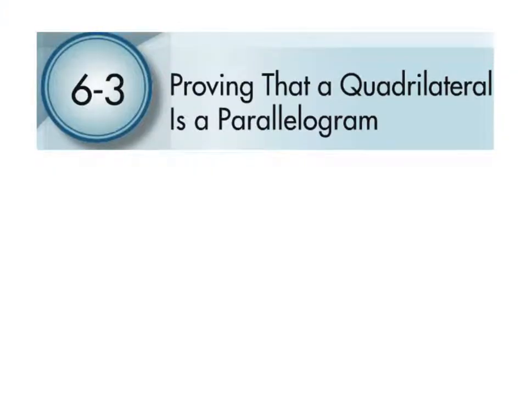Today is a continuation of what we did in 6.2, where we were learning all these properties of parallelograms. Now what we're going to do is turn those properties into methods to prove a quadrilateral is a parallelogram. So it's kind of going back to proofs a little bit, just a little bit.